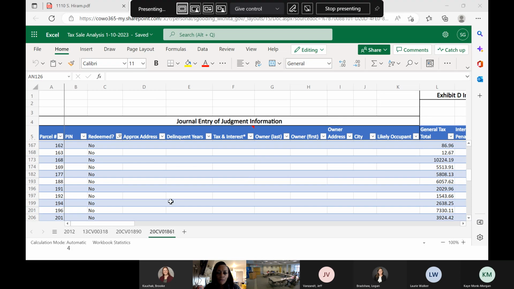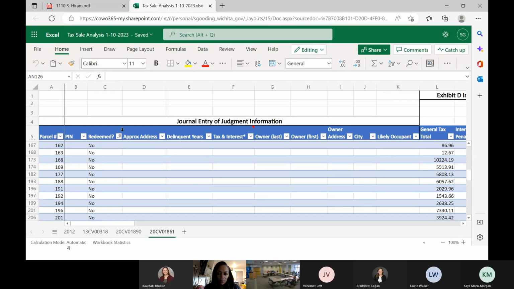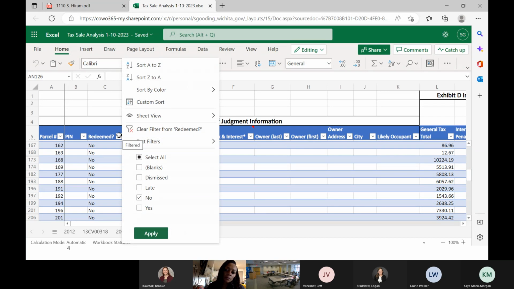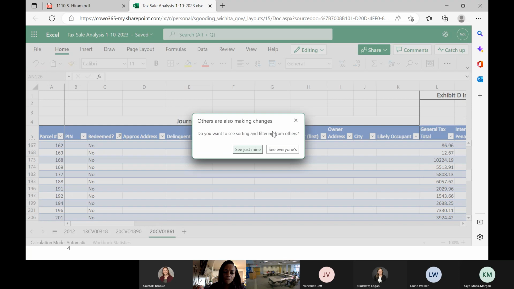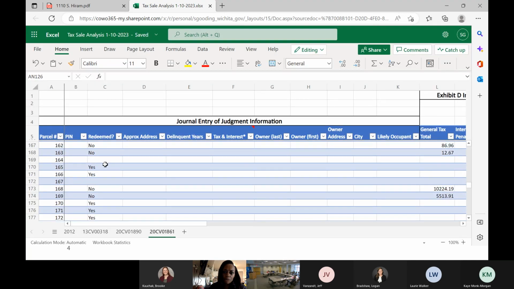Okay, and so this is the database we've been creating. This is one of the tax sales that was filed in 2020. And so I think we had said before we didn't get the information from what we call the Exhibit A. And so Exhibit A had information from every parcel that was included in the tax sale filing.